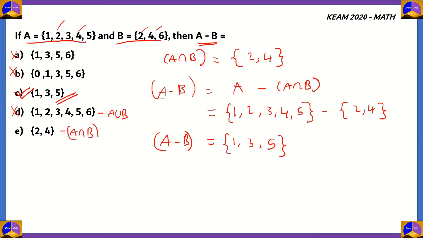You can't write that as the answer, but you can use this set to find out the answer, which is A minus B. So option E is incorrect. The correct answer is option C. A minus B is the set containing the elements 1, 3, and 5.